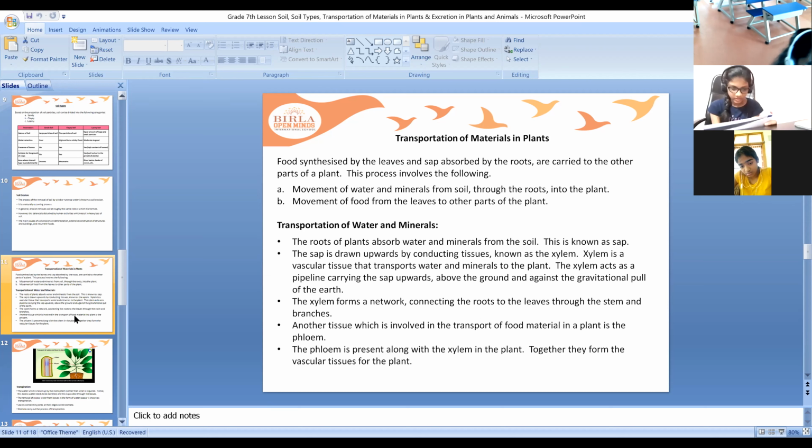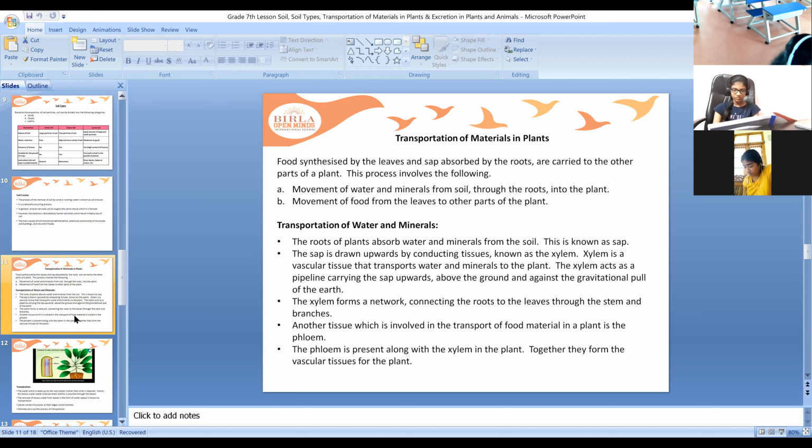So here xylem acts as a pipeline carrying the sap upward. Sap is nothing but the water which is drawn up, which has been carried to the different parts of the plant. Xylem acts like a pipeline. So it carries the water and different minerals from the ground against the gravitational pull of the earth. So against the gravitational pull, it carries the water upward to the leaves and stem.